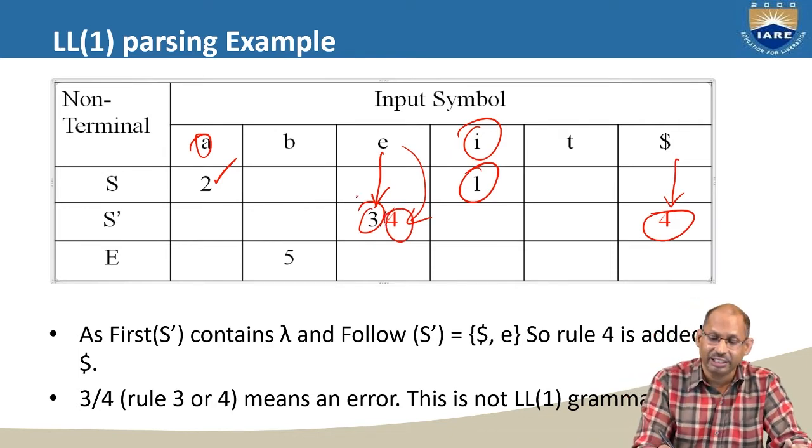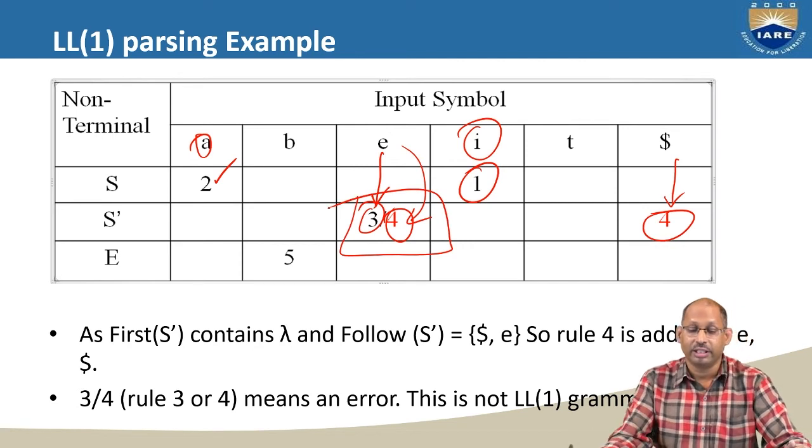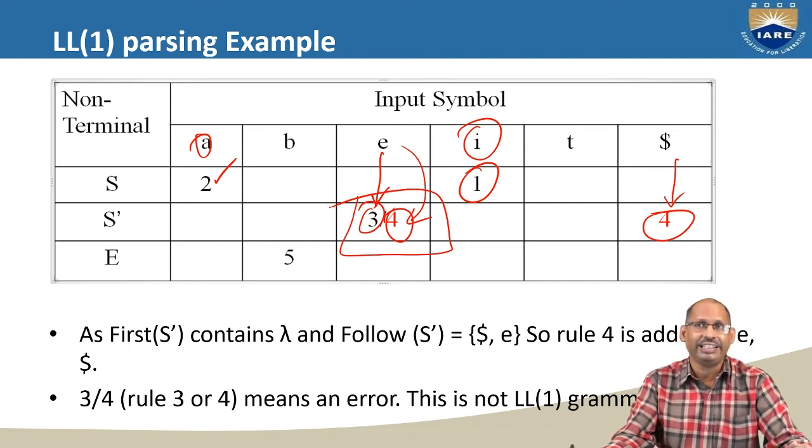What is resulting? There are multiple entries in the predictive parsing table. So that is the reason it is not the LL1 grammar.